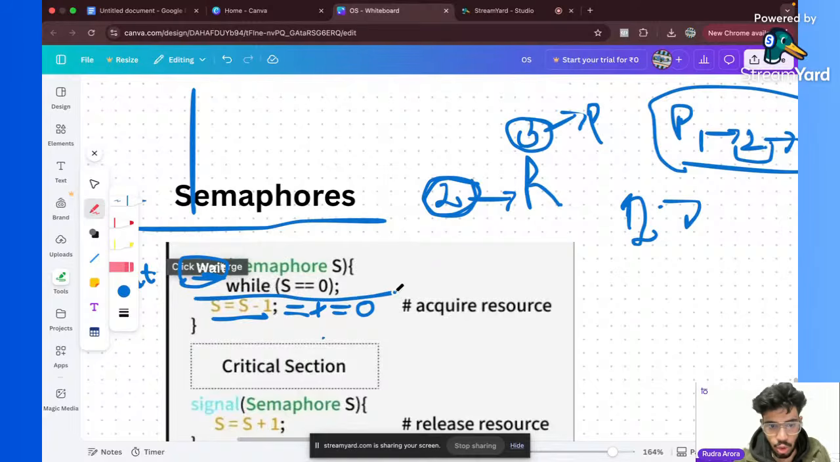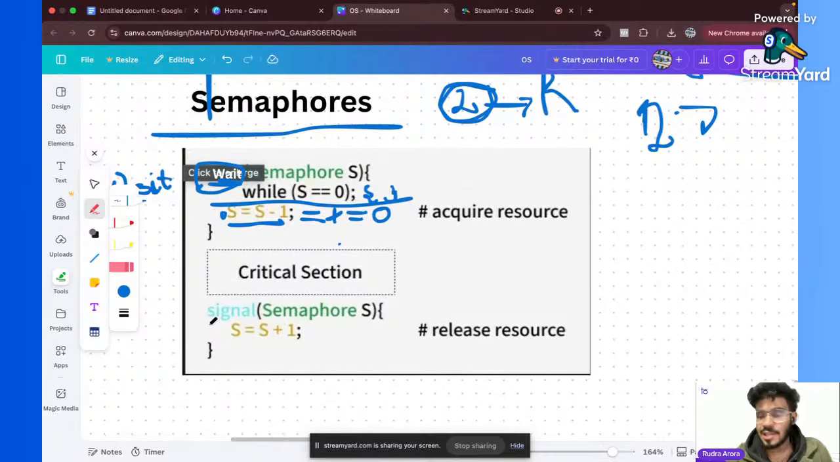Okay, it will not go to this particular line because the resources are 0. So what will happen if s becomes 0? It will get stuck in this loop and will not go out. Okay, means no resource would be allocated because we had two resources only and three processes. This resource would be available only when the signal is provided.